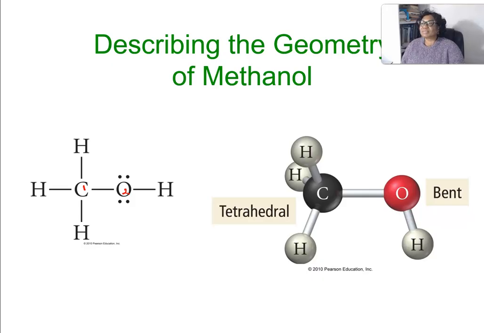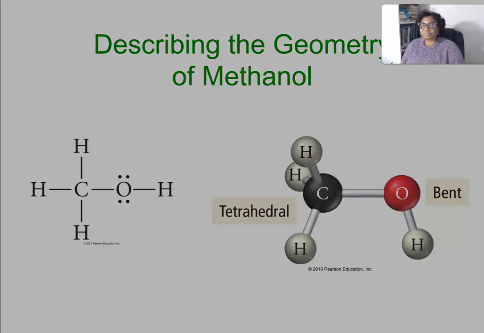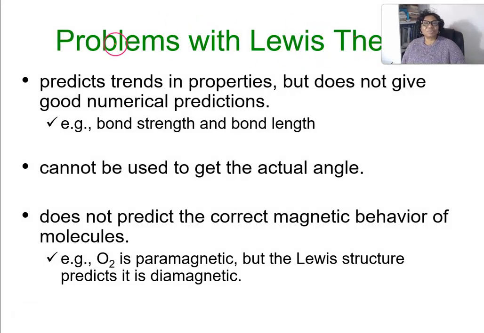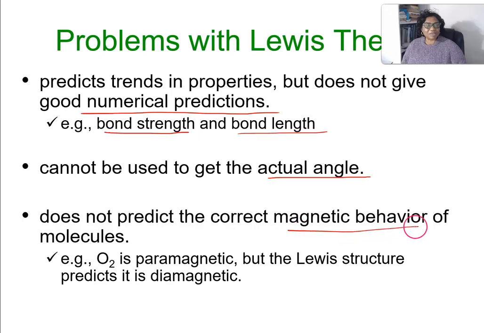examine some problems that we have with Lewis structures. Problems with Lewis theory. Lewis theory predicts trends in properties, but does not give good numerical predictions of the bond strength and the bond length. It cannot be used to get the actual angle of the molecule. It does not predict the correct magnetic behavior of molecules like oxygen, which is paramagnetic, but the Lewis structure predicts it as diamagnetic. So those are some problems.